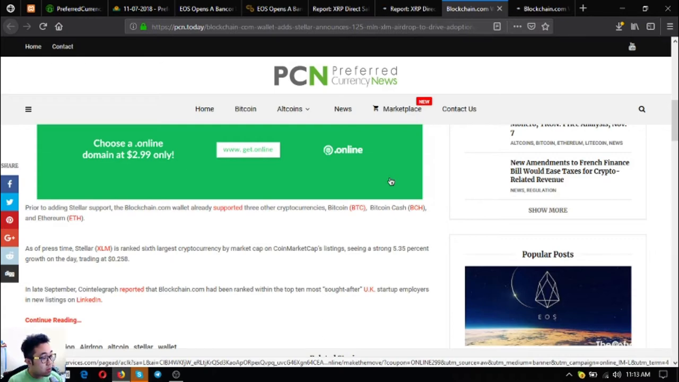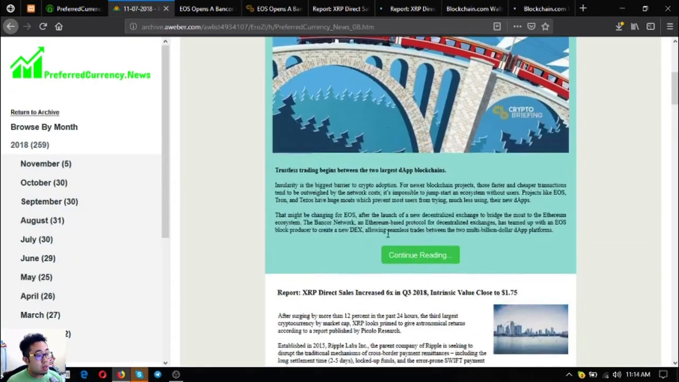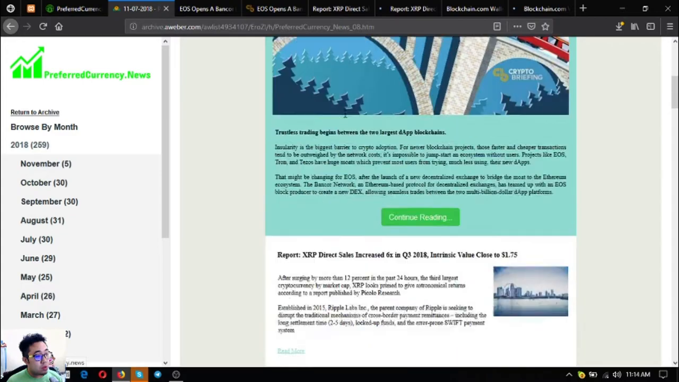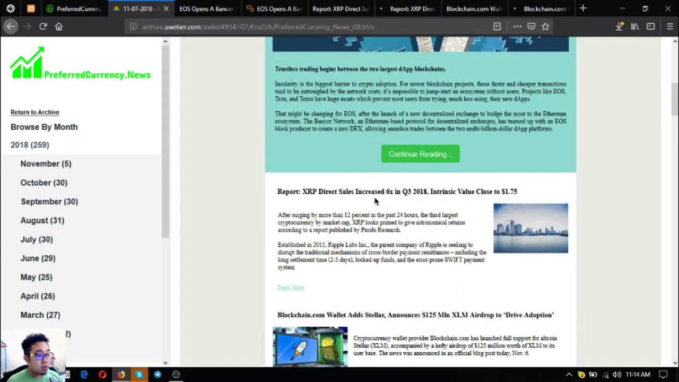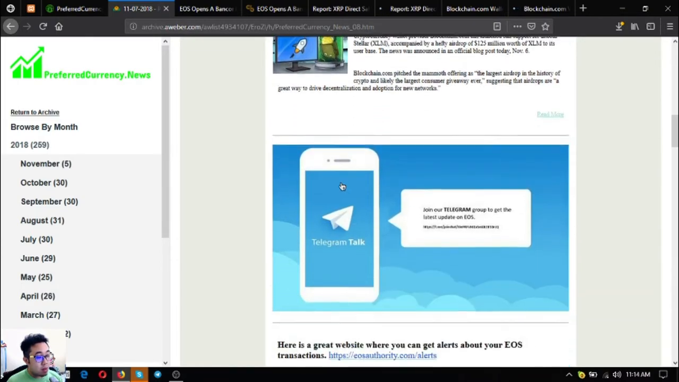Trading at 0.26 dollars. In late September, Cointelegraph reported that blockchain.com had ranked within the top 10 most sought after UK startup employers in new listings on LinkedIn. Okay, so those are the three main topics of the day. The first one is very good for XRP holders, the second one is nice for Ripple XRP, and the third one is for Stellar XLM.